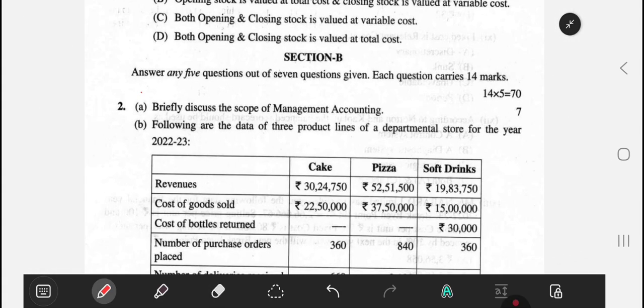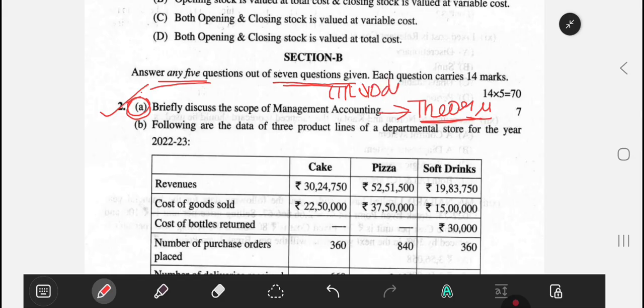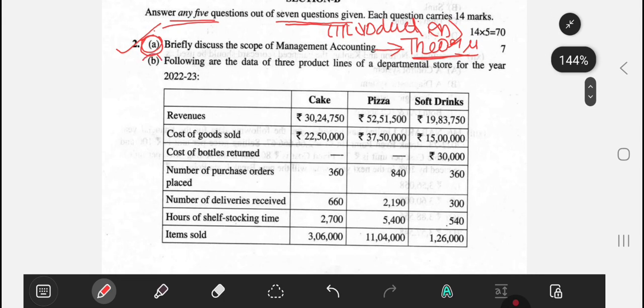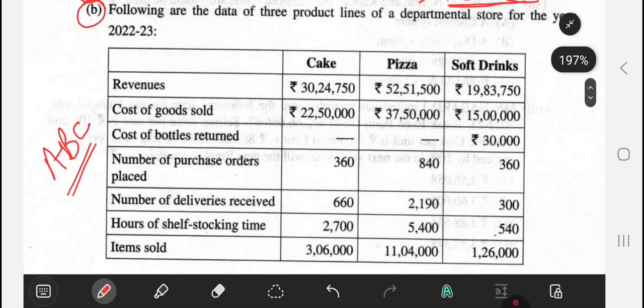Now let's look at the descriptive part. Here there will be 7 questions. You have to attempt any 5 questions. The first question is 2A. 2A will be theory, and it is always from the chapter introduction to management accounting. Now coming to 2B. 2B is always from ABC, activity based costing. By studying these two chapters, the first chapter theory, which is very easy, and ABC, which is also a very easy chapter, you can secure 14 marks.